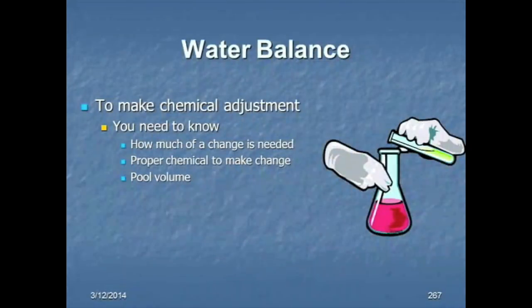Read the labels and be sure you're using the right chemical to complete the project or complete the change that you want to make. And then the volume of the pool. How big is the pool water? Based off of that, you're going to know how much product you're going to need to dump in order to make that change that you want to make.